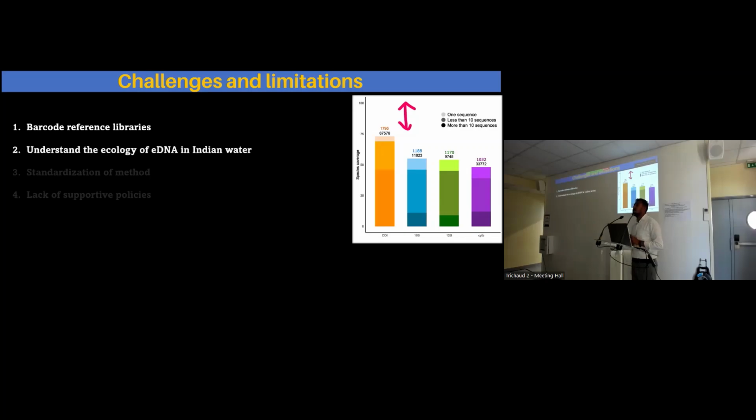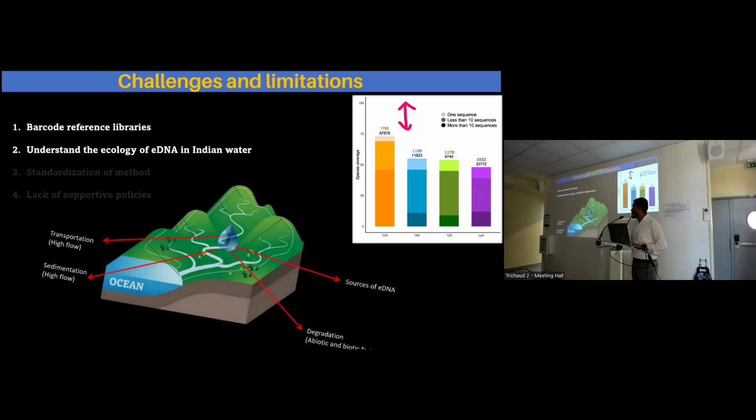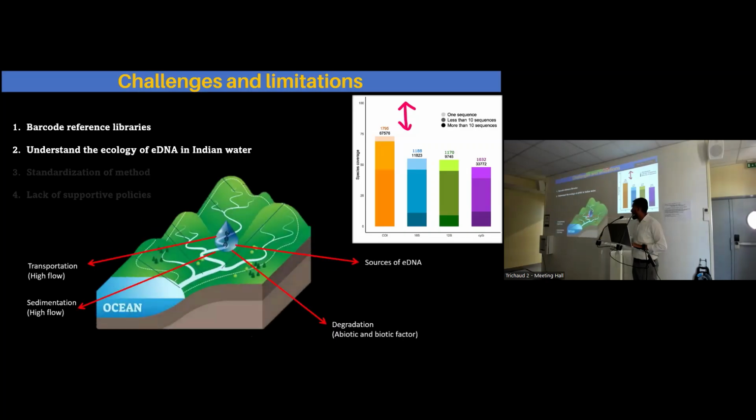The second thing is that most environmental DNA work is going on in the temperate region. So we have to understand the ecology of eDNA. eDNA is a molecule, so we have to understand how it is transferred from one place to another, because it may be a false positive. We can get eDNA from here and say the X species was found here, but it could not be from here. Maybe this eDNA flowed and was transferred here. So we have to understand the ecology, then degradation, the source of eDNA, and also sedimentation.